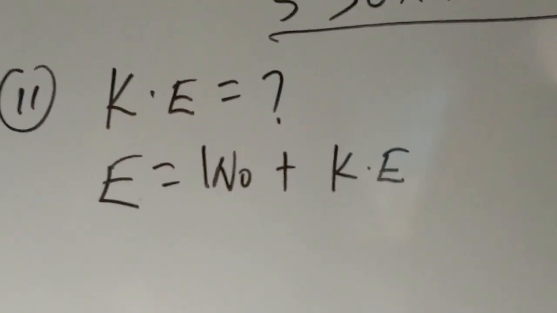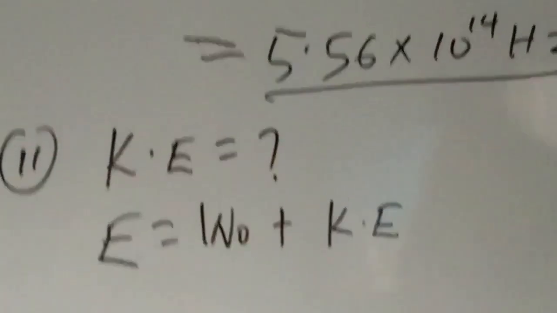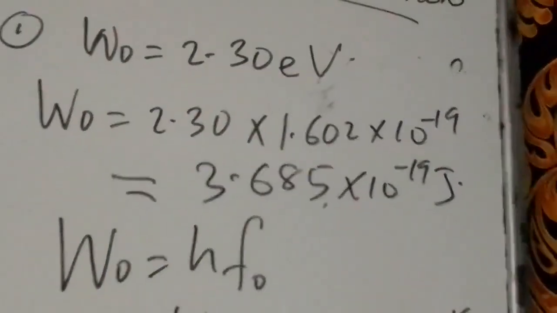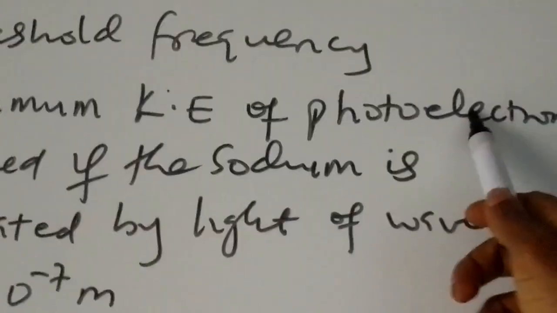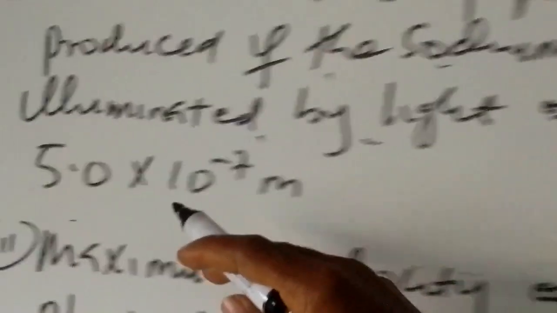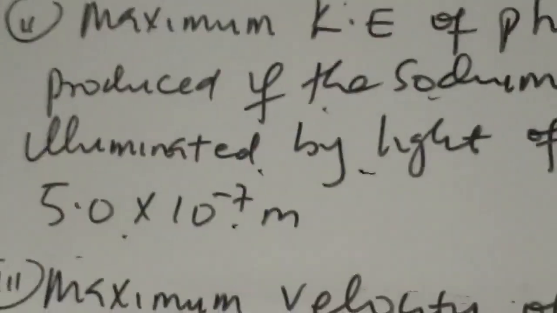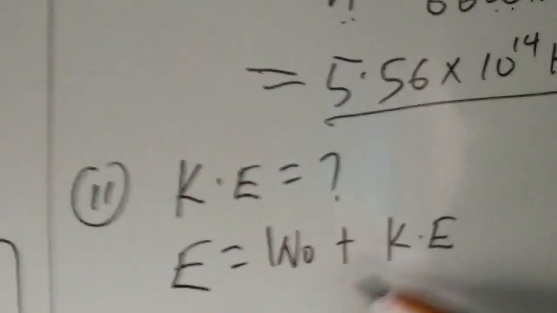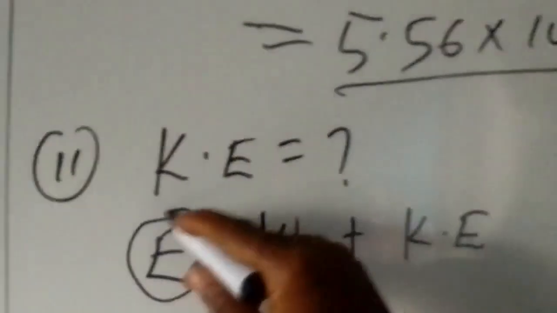Do we have our work function? Yes, it is given to us there. The question is not yet complete: calculate the maximum energy of the photoelectrons produced if sodium is illuminated by light of wavelength 5.0 × 10^-7 meters. Let's go back. For us to solve this, we need to get the energy of the radiation.